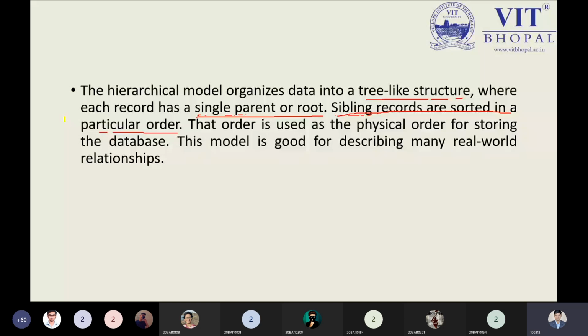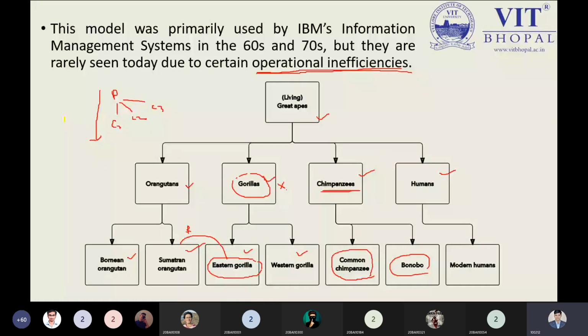Let us understand this point right now. Is it visible to all right now? Is this diagram visible?